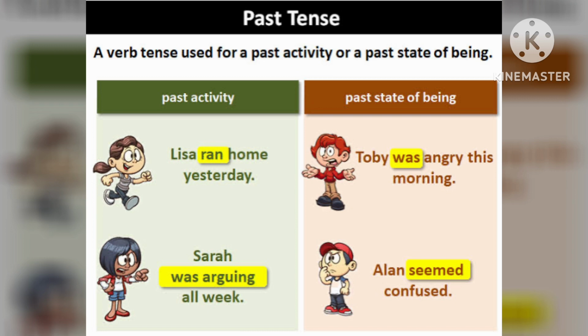For example, Lisa ran home yesterday. Sarah was arguing all week. These two examples are past activity. And the next examples: Toby was angry this morning. Alan seemed confused. These two examples are past state of being.